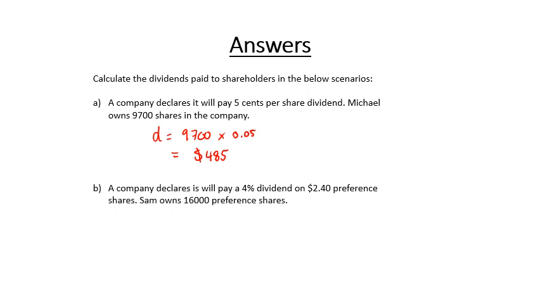In question B, a company declares it will pay a 4% dividend on $2.40 preference shares. Sam owns 16,000 of them, so his dividend is going to be the number of shares he owns multiplied by the preference share price multiplied by the rate as a decimal, which is going to give him $1,536.